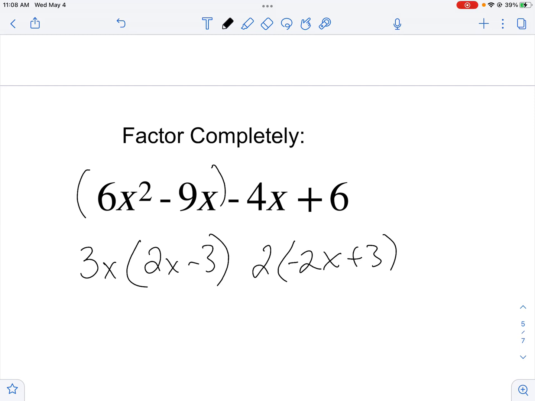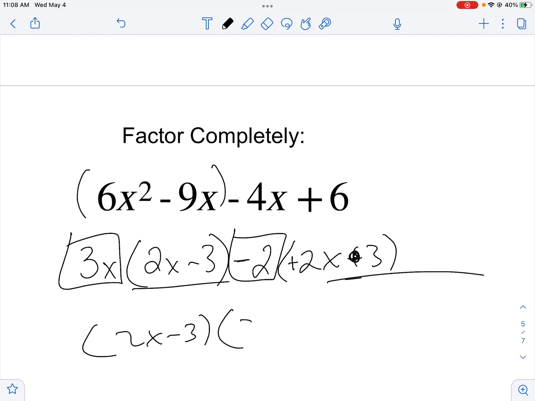There's a problem, though. Those parentheses aren't the same. They're almost the same. It's like one's positive 2x and the other's negative 2x. So we can actually factor out a negative. If I make this negative, that makes this positive and makes this negative. Factoring out a negative changes all the signs. And now they're the same. And then I write what's left over.